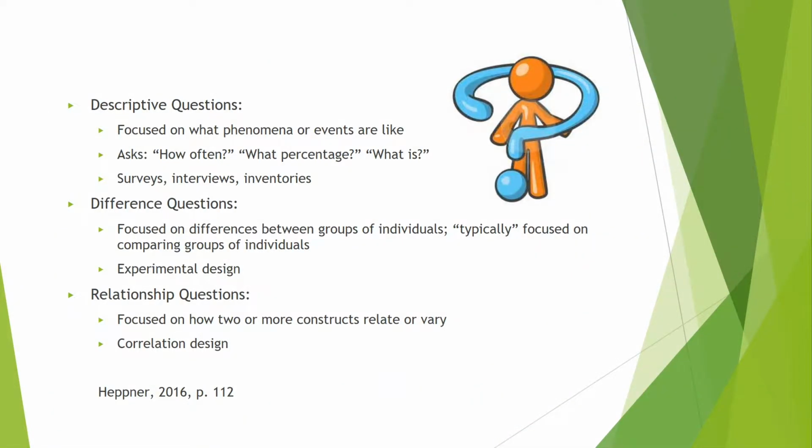There are 3 types of research questions. Descriptive questions focus primarily on what phenomena and events are like. They ask questions such as what is, how often, what percentage, and data is typically gathered through surveys, interviews, and inventories. Difference questions will focus on the differences and/or comparisons of groups of people and groups of individuals, with data being collected through experimental designs. And relationship questions focus on how constructs relate to one another, and data is typically collected with a correlation design.